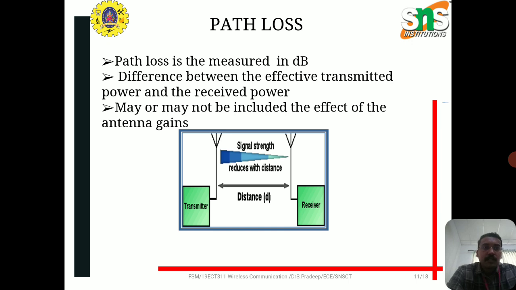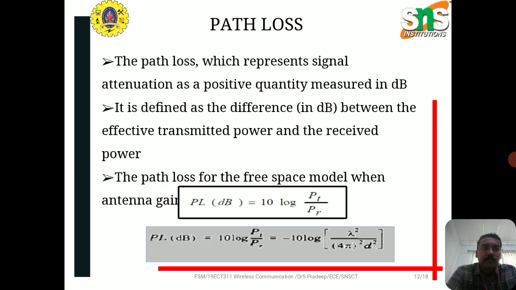Path loss. Path loss is measured in dB. The path loss is the difference between the effective transmitted power and the received power. The path loss may or may not include the effect of the antenna gains. The path loss represents signal attenuation as a positive quantity measured in dB. It is defined as the difference between the effective transmitted power and the received power.